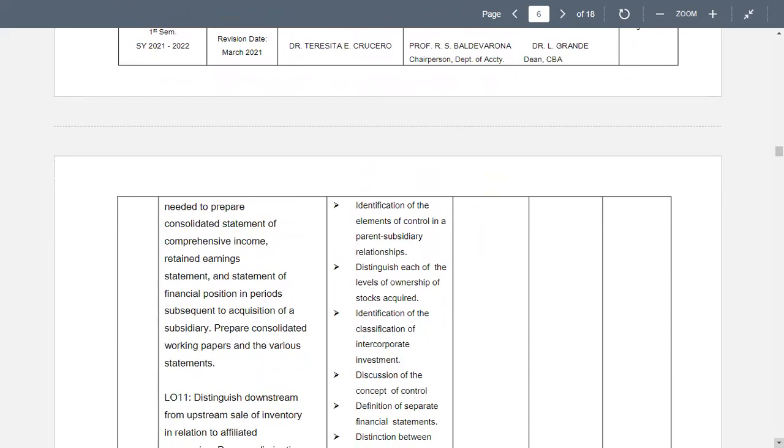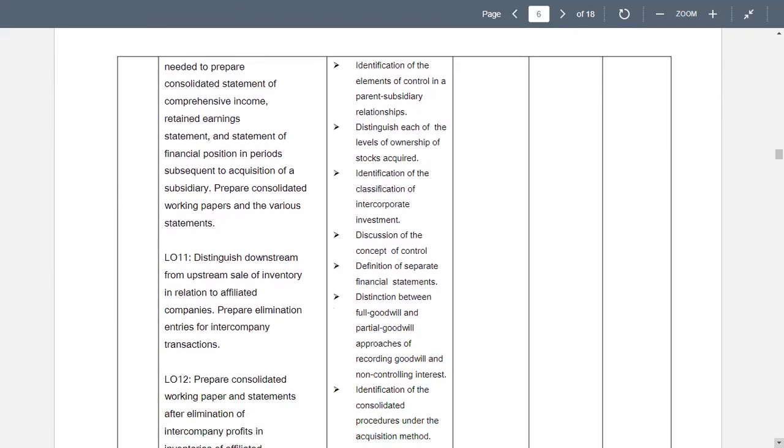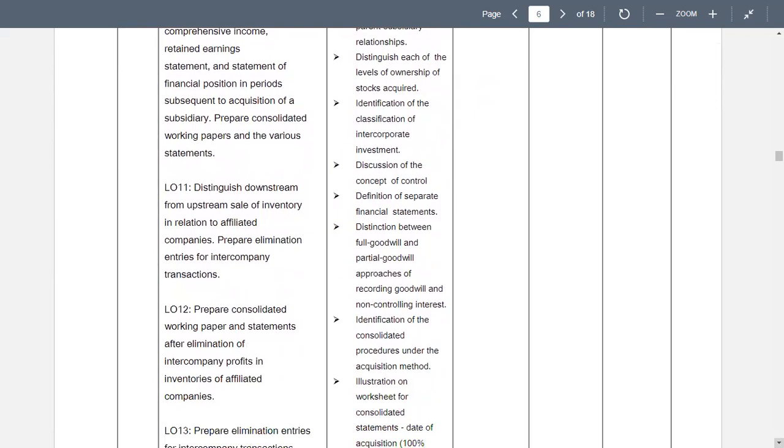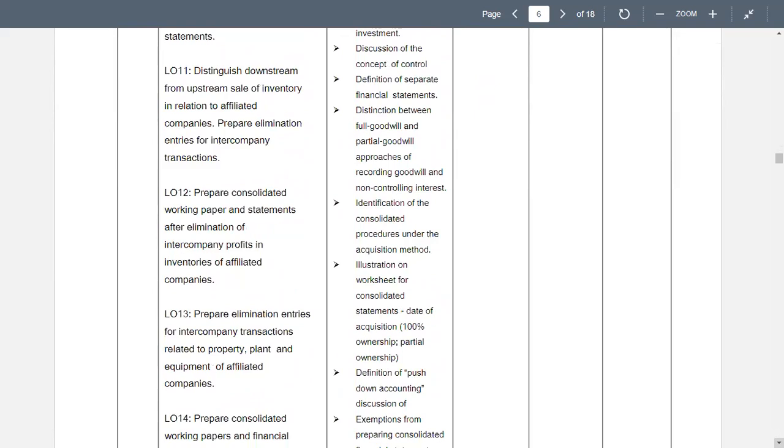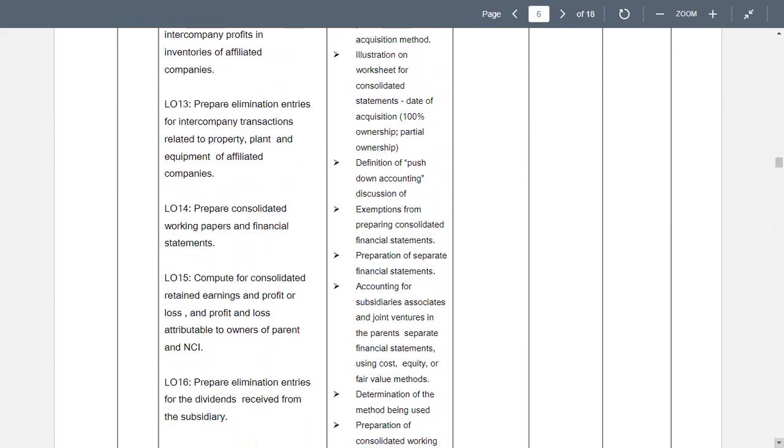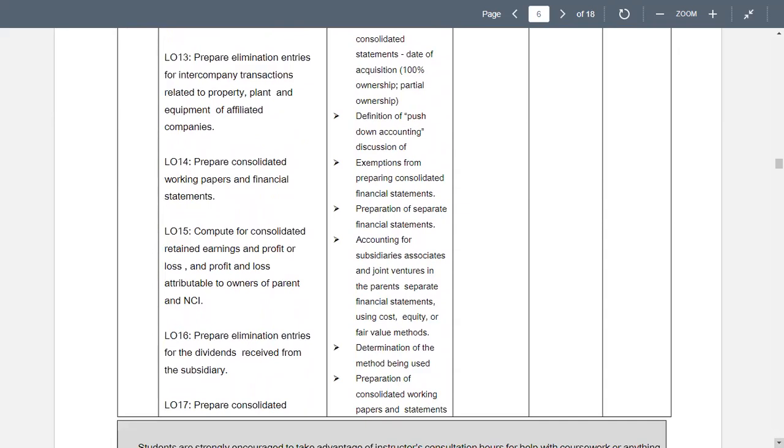Prepare consolidated working papers and the various statements. 11. Distinguish downstream from upstream sale of inventory in relation to affiliated companies. Prepare elimination entries for intercompany transactions. 12. Prepare consolidated working papers and statements after elimination of intercompany profits in inventories of affiliated companies. 13. Prepare elimination entries for intercompany transactions related to property, plant, and equipment of affiliated companies. Prepare consolidated working papers and financial statements.